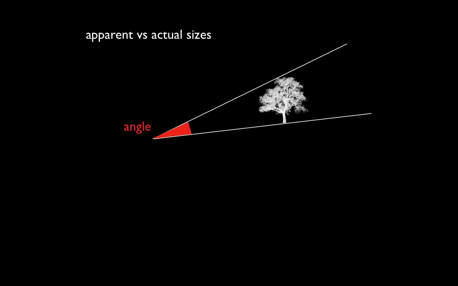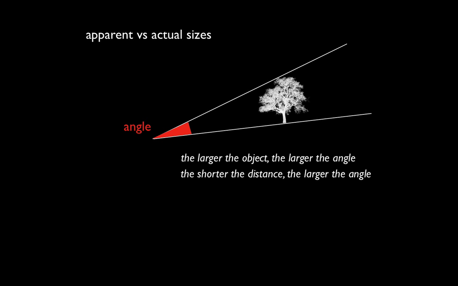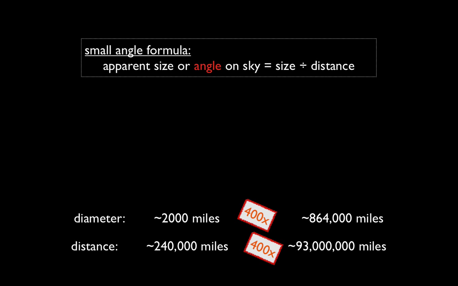Remember from class that in order to measure the apparent size of an object, we actually measure the angle that it spans on the sky. And the shorter the distance to the object, the larger the angle. The larger the object, the larger the angle. Makes sense. So if you're ready for the first equation of the class, I'm going to tell you that the small angle formula, which gives you the apparent size or angle on the sky of an object, is equal to the size of the object divided by the distance to the object. This is called the small angle formula because it only applies in the case where the angle is small, and half a degree we can consider to be small.